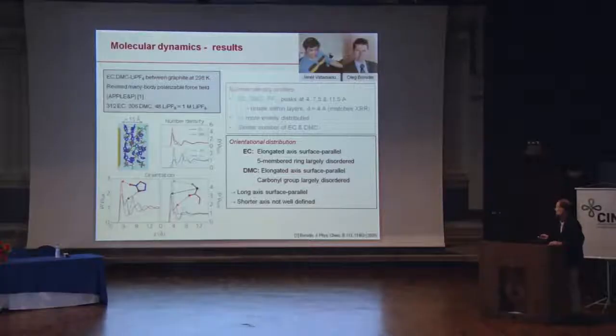But the shorter axis of some of these quasi-planar molecules is not well oriented. It's actually tilted a little bit. They also seem to see that in the salt, the lithium is pretty much uniformly distributed, whereas the PF6 anion seems to be concentrated in the layers associated with the organic electrolyte.